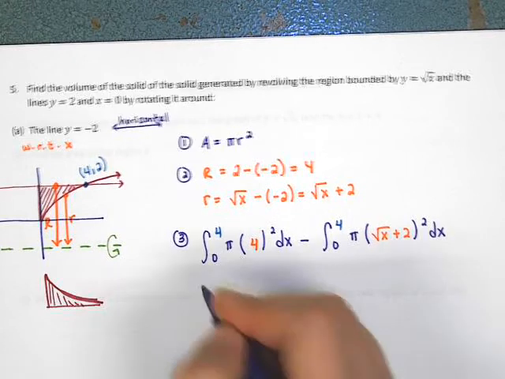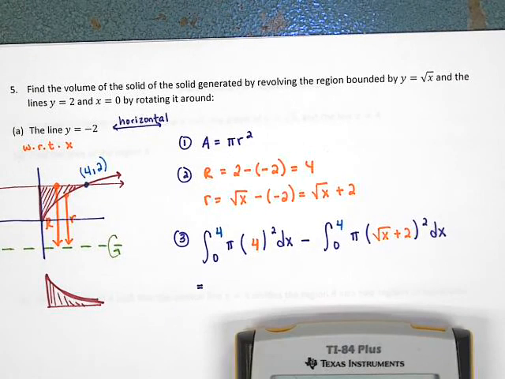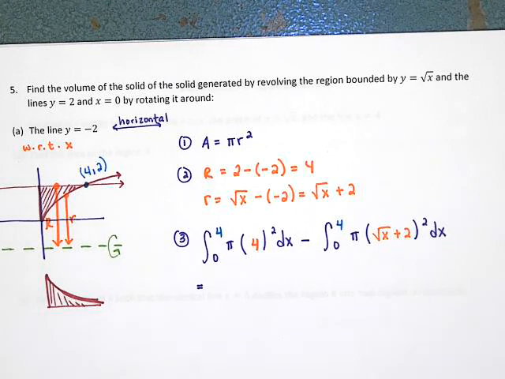Now once again, I'm just going to type this in on my calculator. So I'm going to go to math 9, integral from 0 to 4 of pi times 4 squared, which is just 16, so I'm just going to put a 16 there, minus math 9, integral from 0 to 4 of pi times the square root of x plus 2 squared dx, which is 58.643.